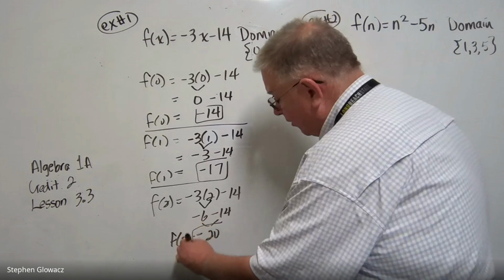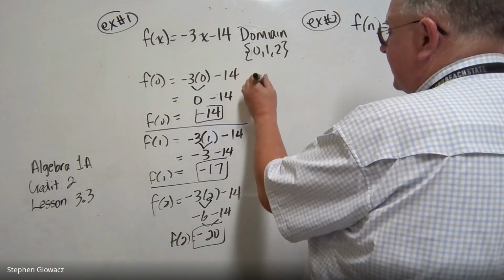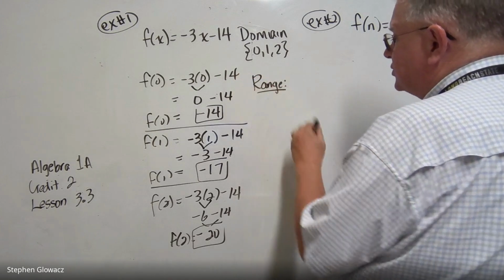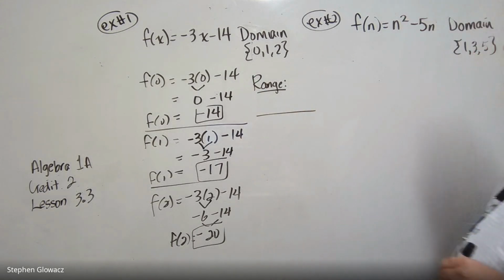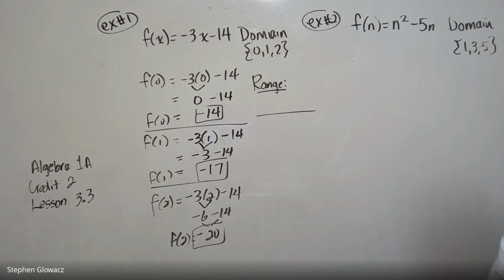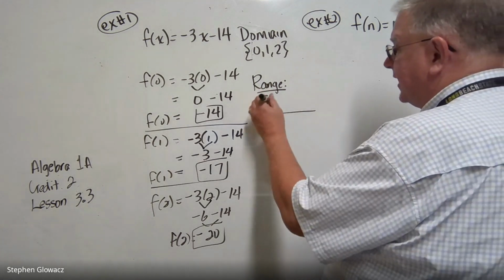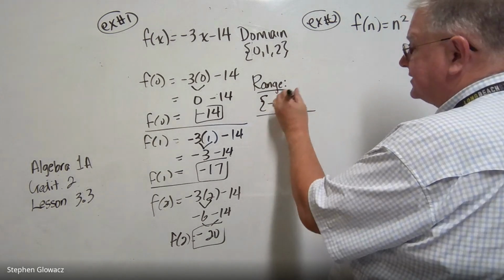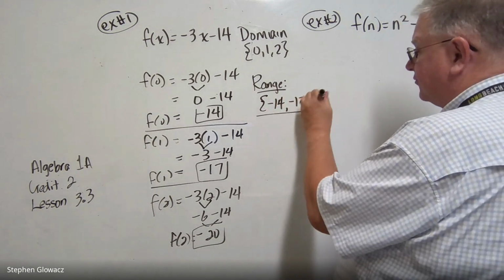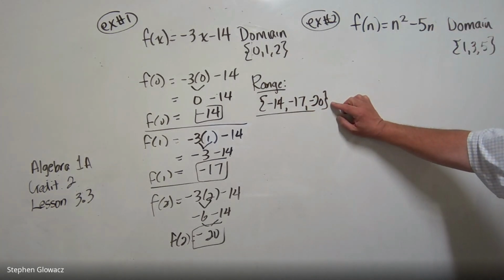So now, those are the three answers. And what they're going to also ask you to do, it'll say range in that problem, and then they have a little line there. Just like we have the set of three numbers for our domain, we're just going to write our three answers, which represent our range. So that would be negative 14, negative 17, and negative 20. And so for our example for number one, that would be our range.